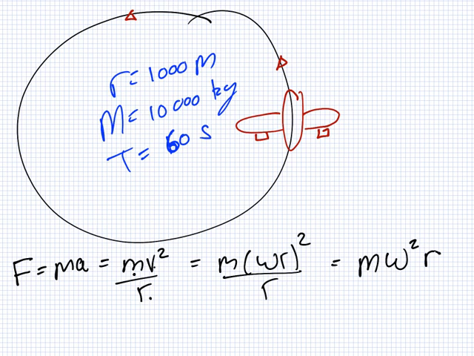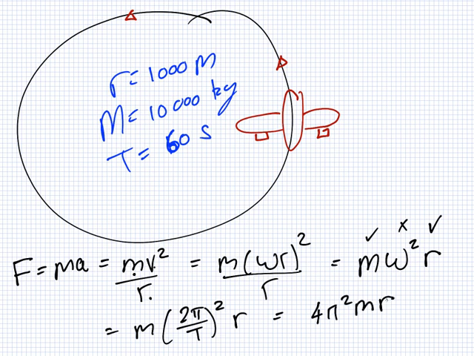Do we know the m? Yeah. Do we know the omega? No. Do we know the r? Yeah. Okay, it's getting better. What can we say about the omega though? The omega is 2 pi over T. So this would be 4 pi squared m r over T squared.